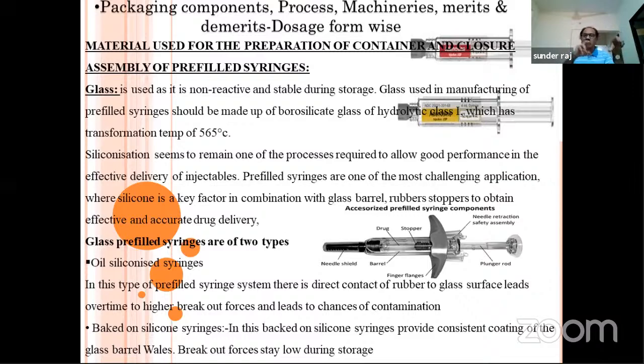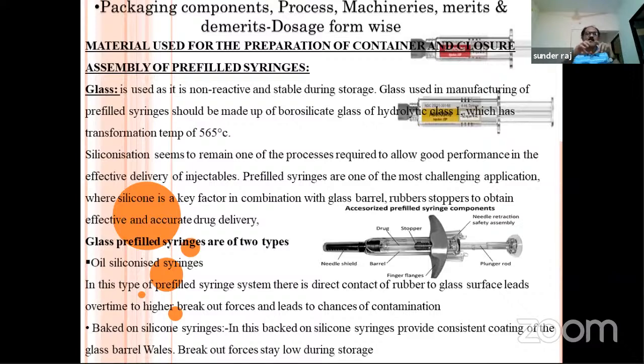Even in the containers, there is a silicone stopper, and the lubrication of the silicone stopper is the most important. That lubrication is done either by oil or by using some silicone material, solid material. So the use of the particular lubricant for siliconization of that particular silicone stopper is the most important here.